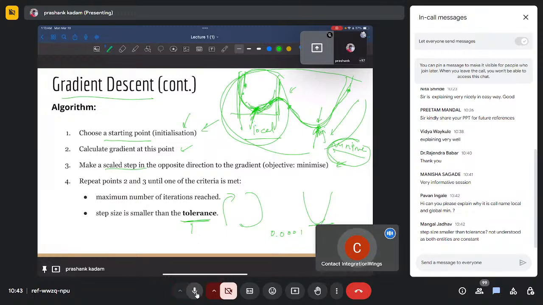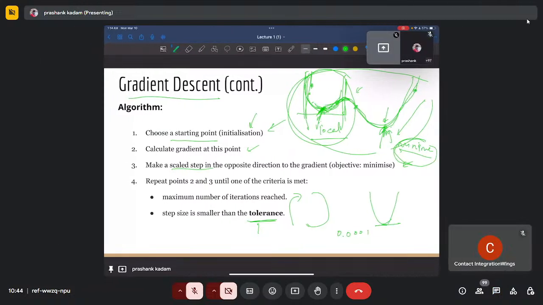Prashant, there is one more question. Step size is smaller than tolerance. Not understood. Both entities are constant. Oh, so tolerance is something where you are trying to cut off your training process. The tolerance value is usually chosen in such a way that you can decide at what point you want to terminate the process of gradient descent. So step size being smaller than the tolerance is a termination condition.